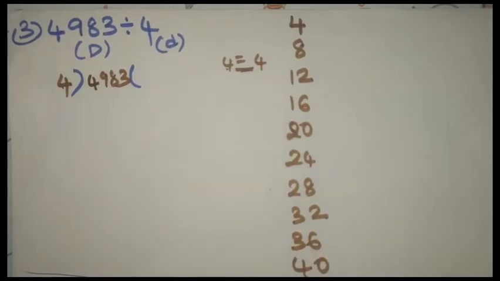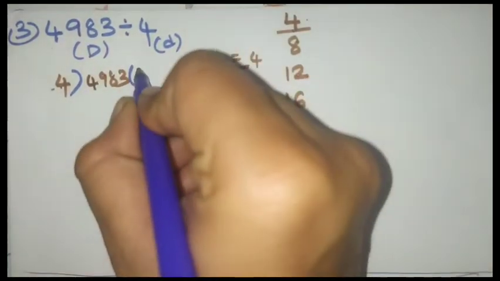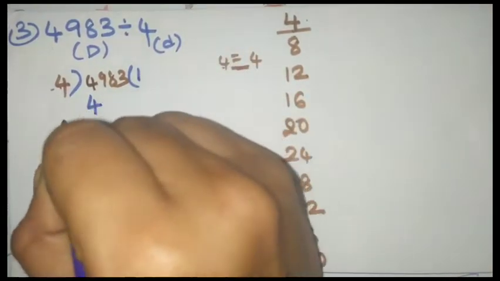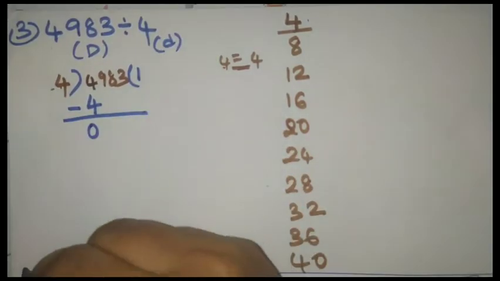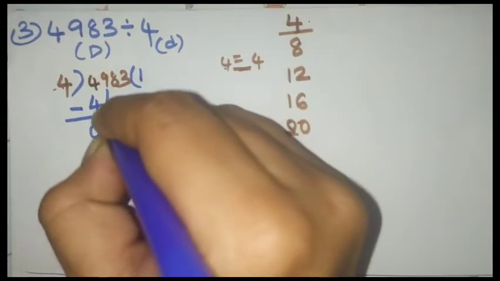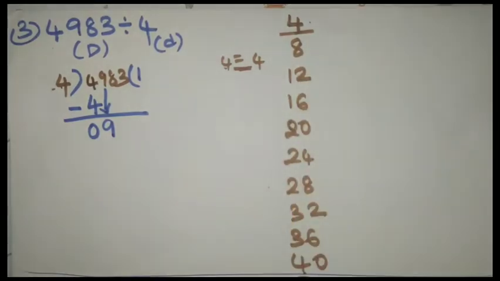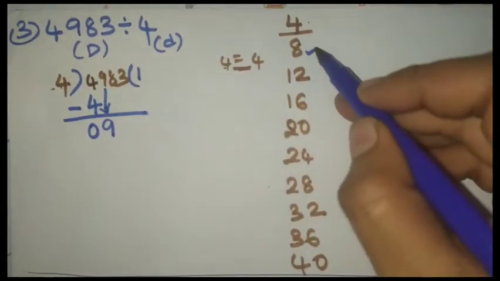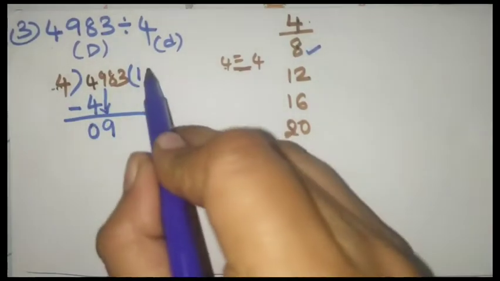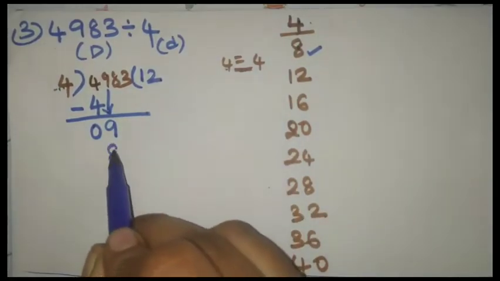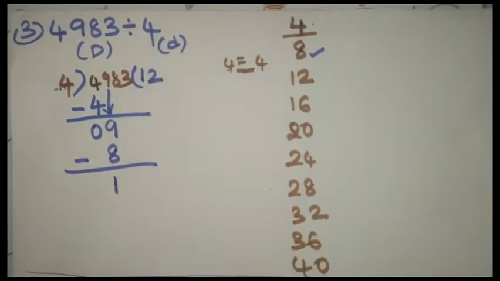Okay. Now we'll do 4 ones are 4. So we'll write 4 ones are 4. Now subtraction. 4 minus 4 is 0. Step 2 is we have to bring this digit here. 9. In the 4 table will we get 9? No. Before 9, we will get 8. So 4 ones are 4, 4 twos are 8. Now we'll do subtraction. 9 minus 8 is 1.